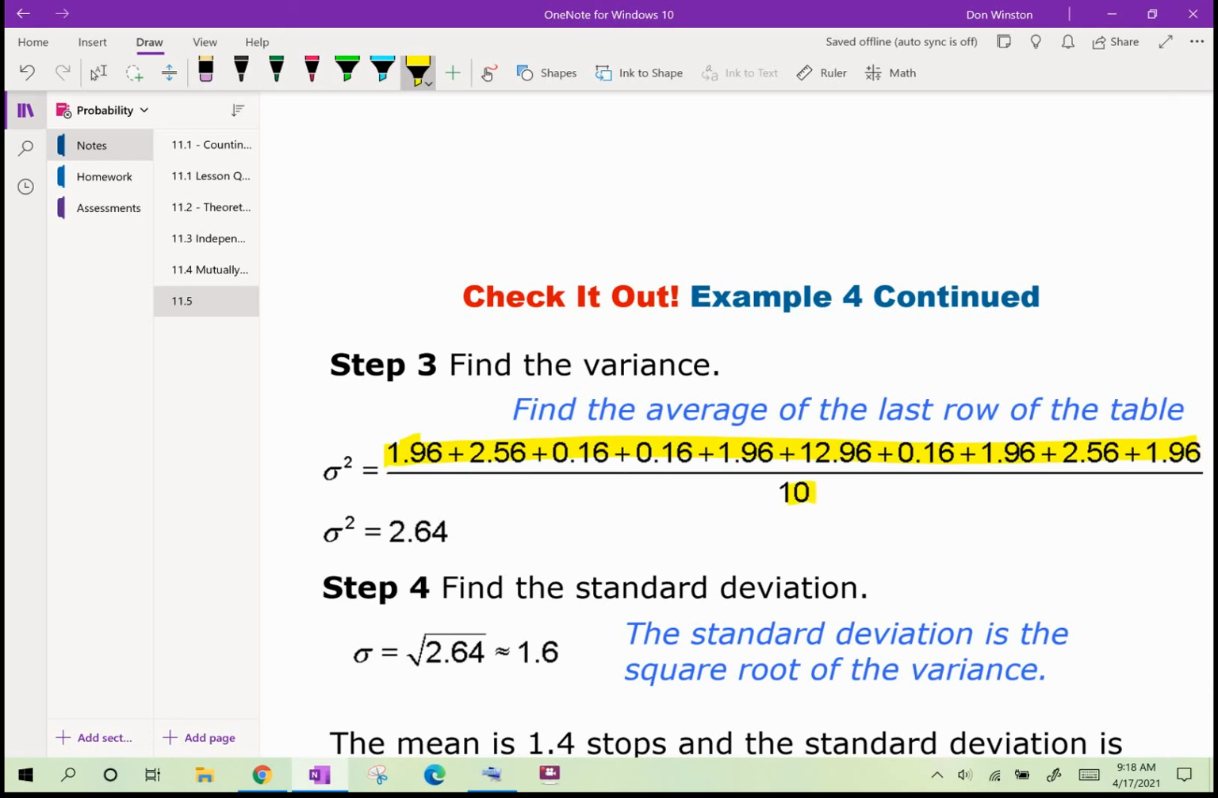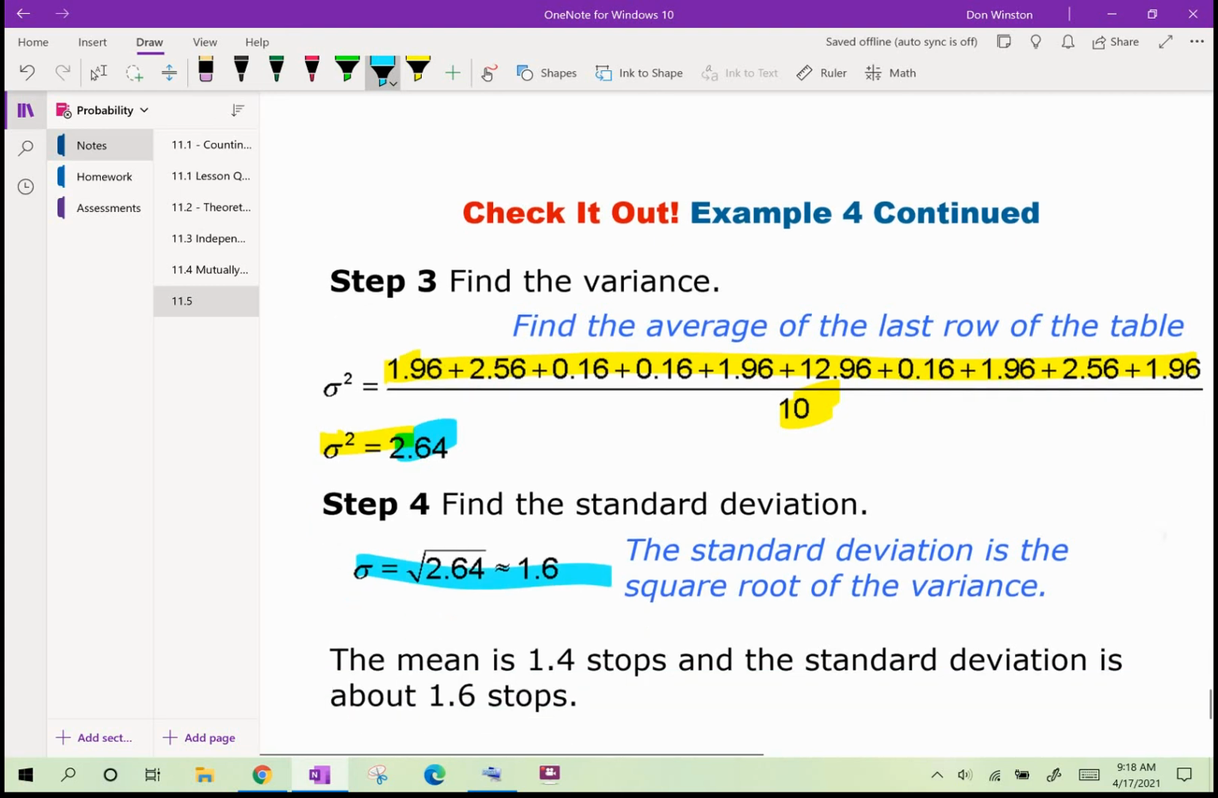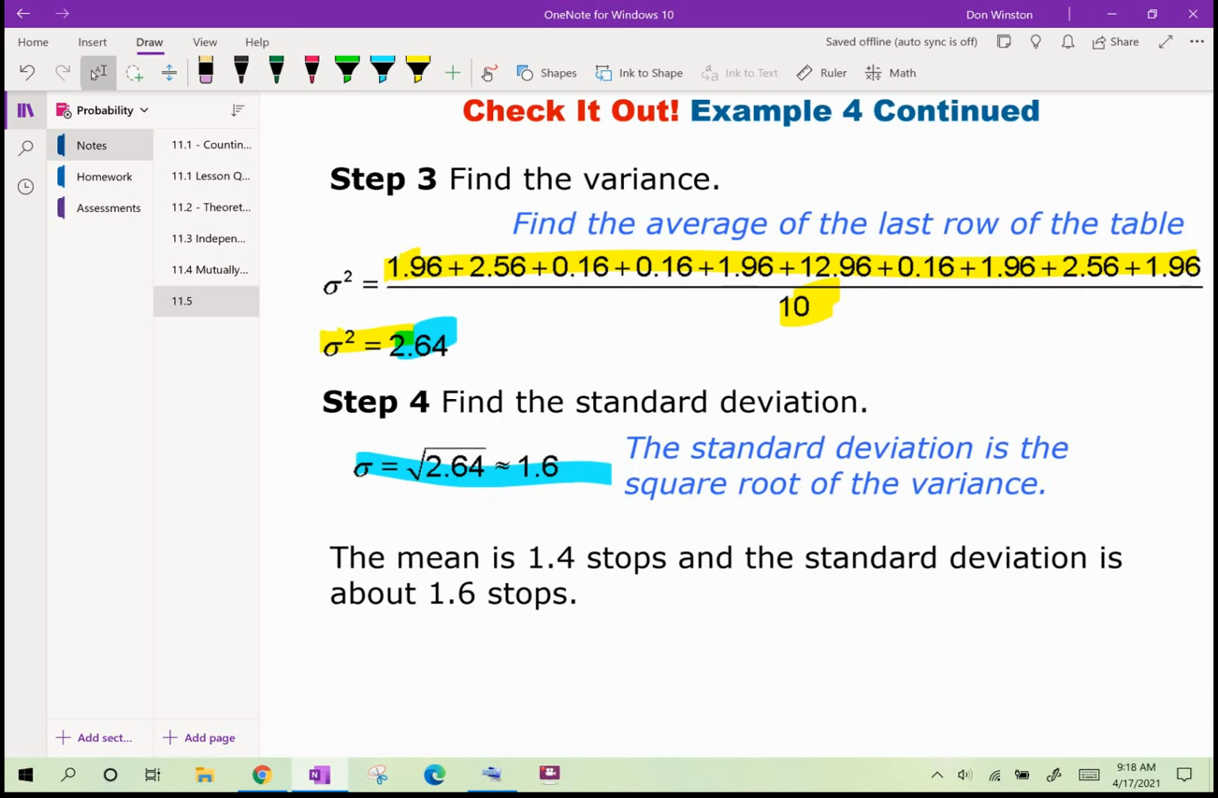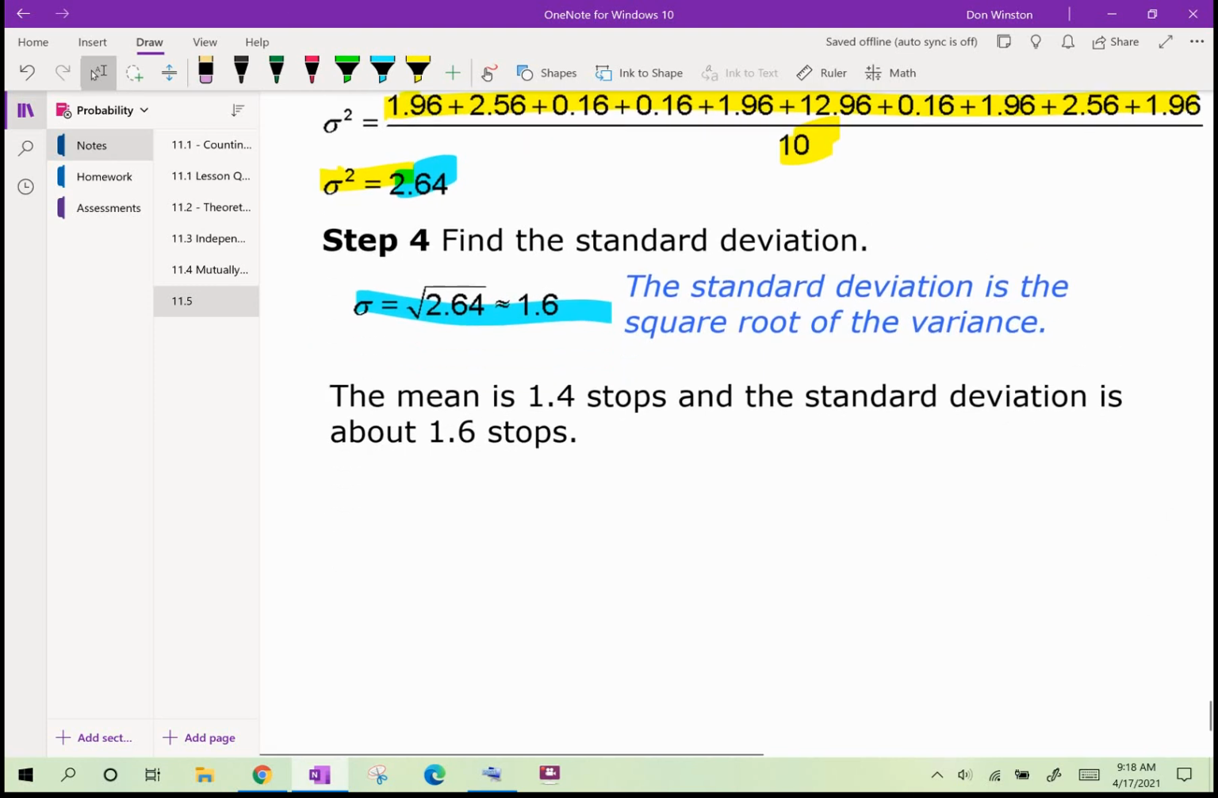And then we divide by how many values we had, which is 10. That gives us our variance. And then to find the standard deviation, we take the square root. That gives you 1.6. So the mean was 1.4 stops, and the standard deviation was about 1.6 stops.